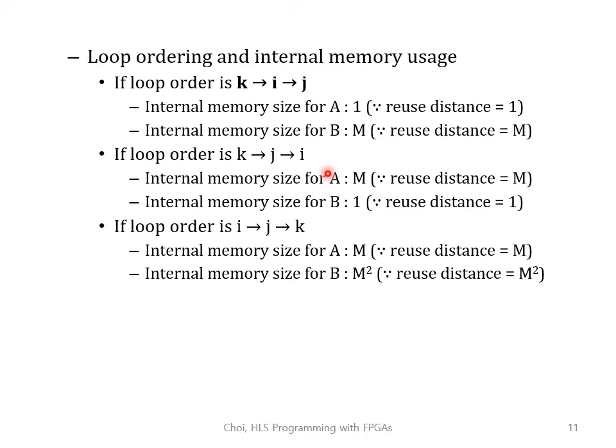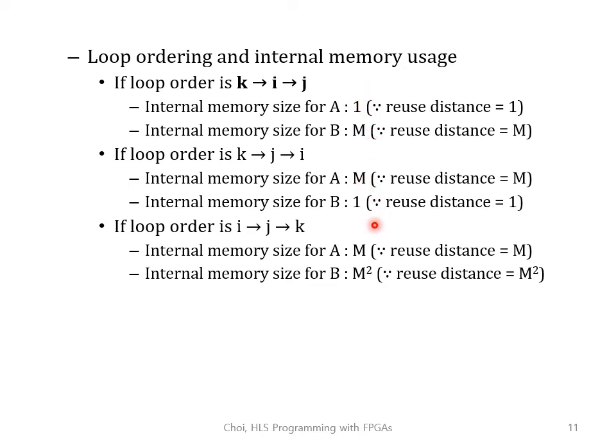I'm listing lots of different loop orderings here. We already saw that for KJI, the reuse distance for A is M, and the reuse distance for B is 1. So this means that we need an internal memory of size M for A and 1 for B. So KIJ and KJI have a similar memory usage. It's just that the sizes for A and B are swapped, right?